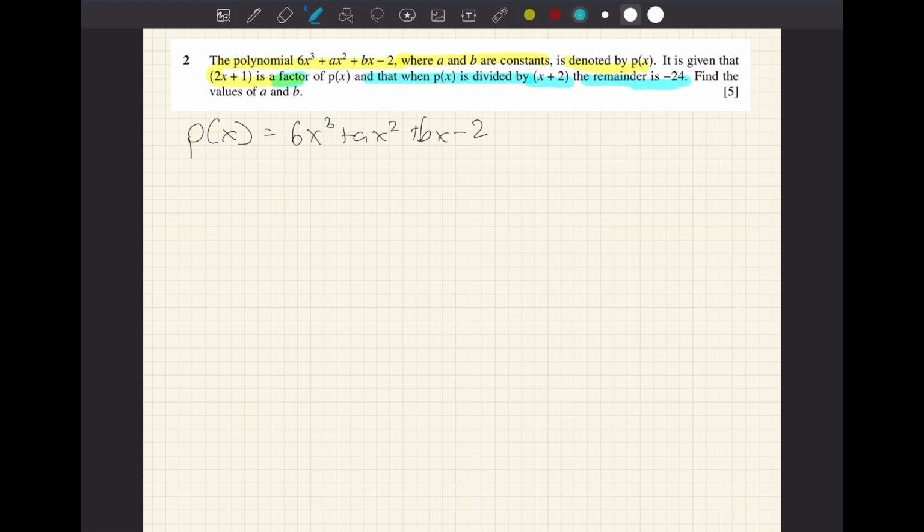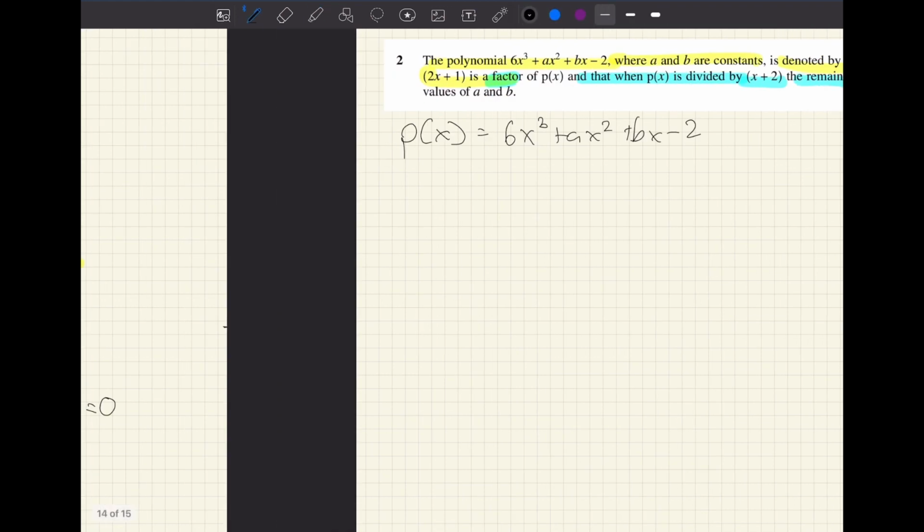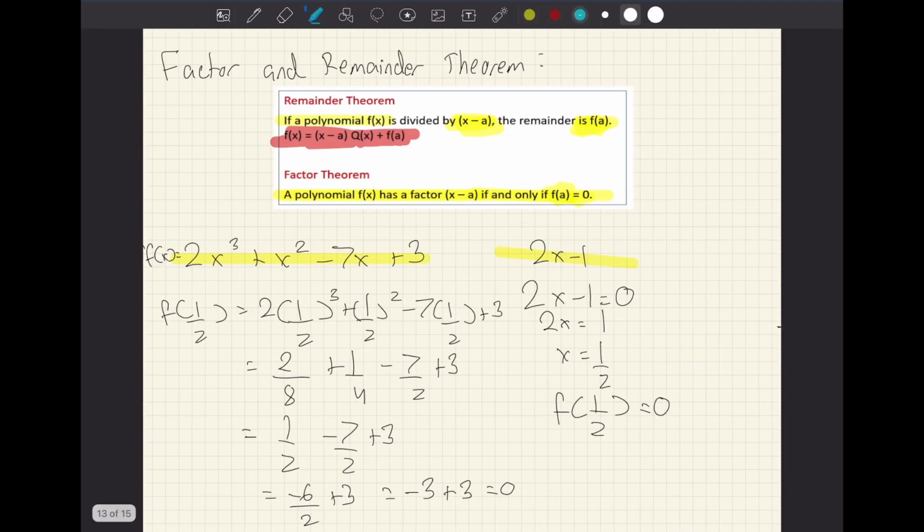Otherwise, when you put in f of minus 2, you will get minus 24. I'll show that later. This is just something you should know beforehand. Review this definition again. If a polynomial f of x is divided by x minus a, the remainder is f of a. And if a polynomial f of x has a factor x minus a... If you don't understand what this means, go watch my previous video where I explained it really in depth.